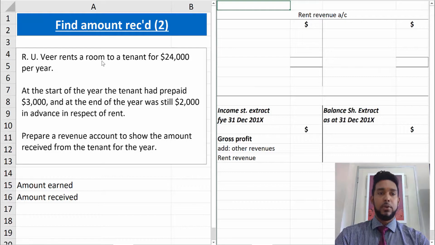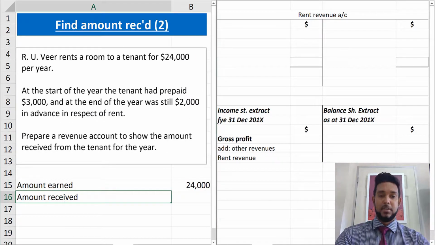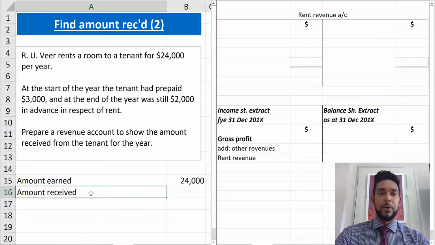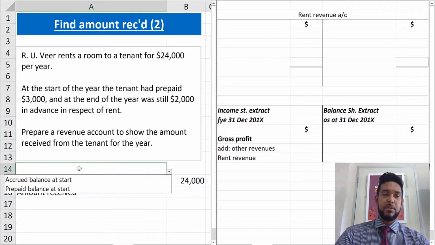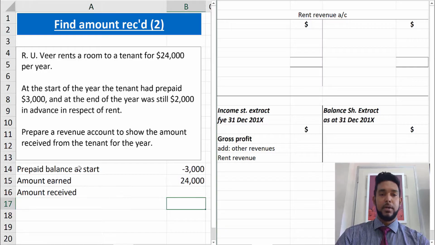Okay, so are you there? Rents a room to a tenant, 24,000 per year. Okay, that's the income statement figure. That's the amount earned. Forgot to zoom out again. All right. Amount received at the start of the year, tenant had prepaid 3,000. Okay, let's put in our prepaid balance at start, which will put us a negative figure. All right. So at the end of the year, 2,000 was in advance.